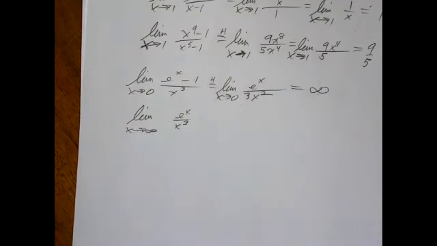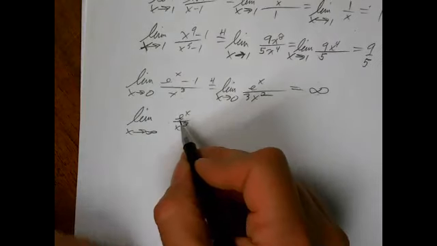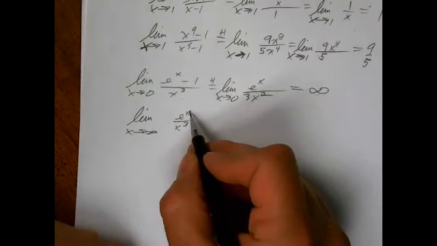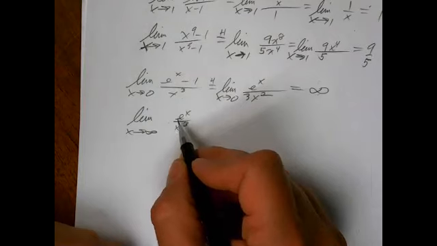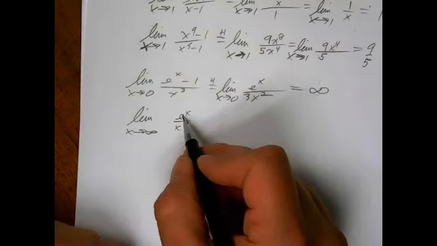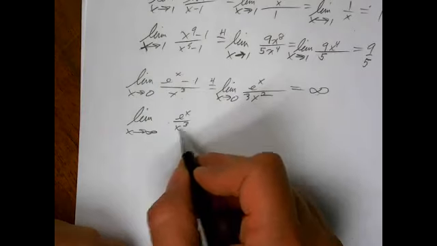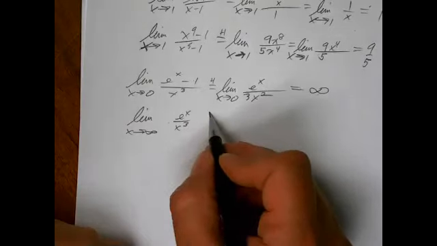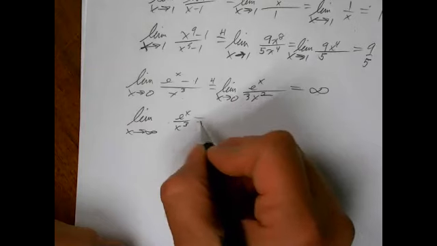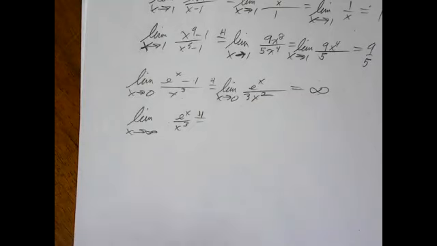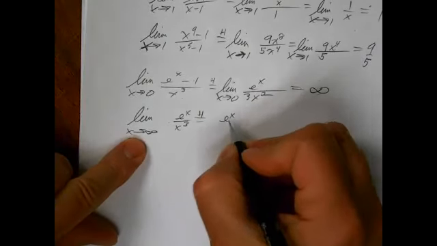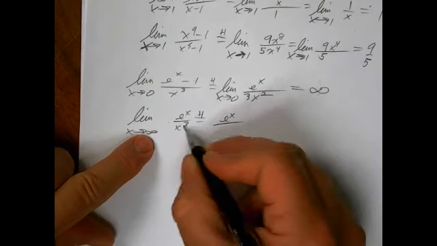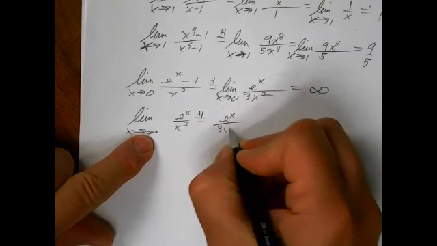All right. With this one, if you plug and chug, e to the x, if you think about what that graph looks like, is an exponentially increasing function. x cubed is an increasing function, especially over there on the positive side. So if I plug in the infinity here, you'll get infinity over infinity. That means L'Hopital can be used. Taking the derivative of e to the x, I get e to the x. Taking the derivative of x cubed, I get 3x squared.